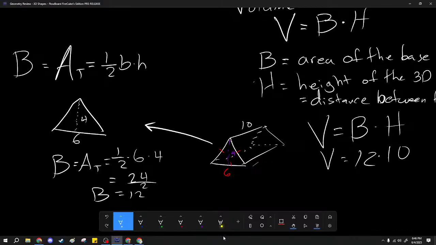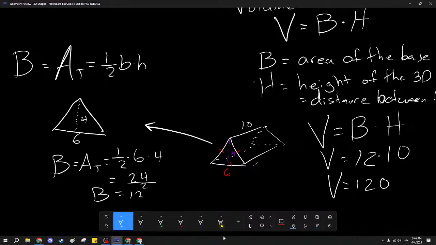Now I can do the actual calculation to find the volume. Volume is the area of the base times the height of the 3D figure. The area of my base I just figured out is 12, and the height is given to me as 10. 12 times 10 is 120.